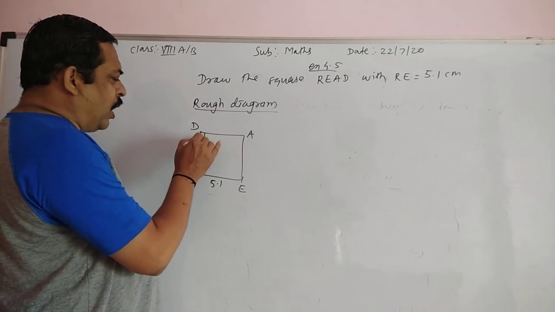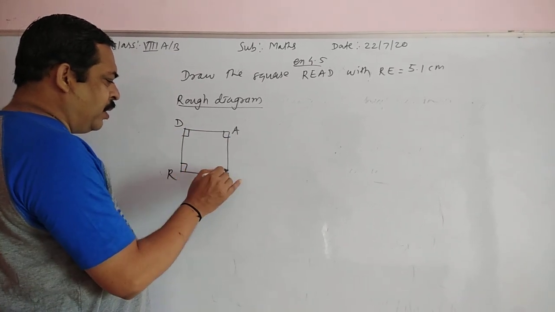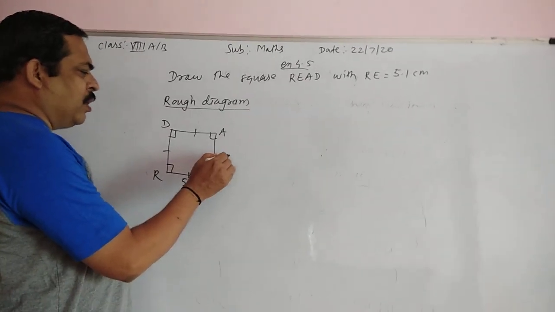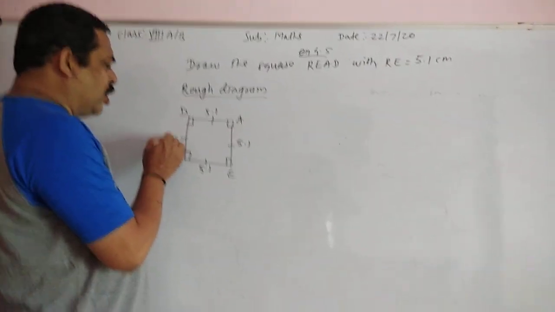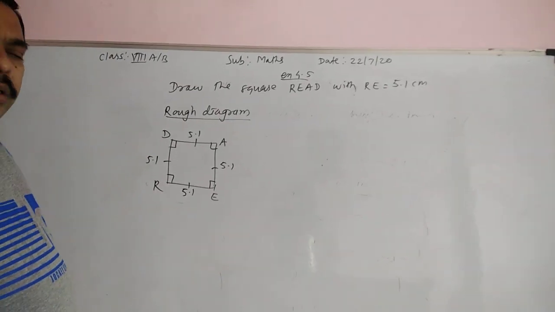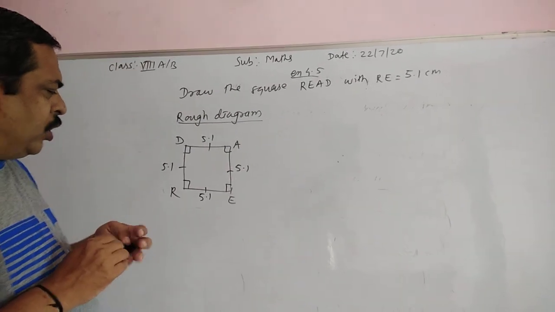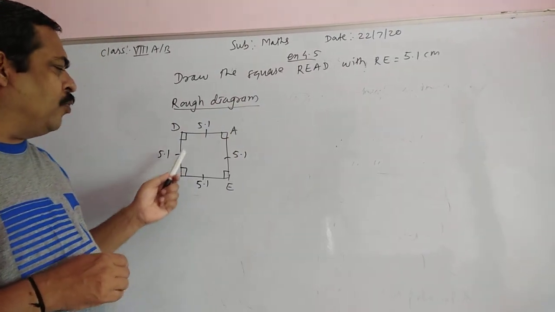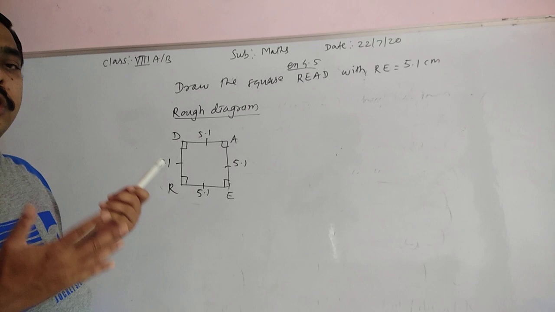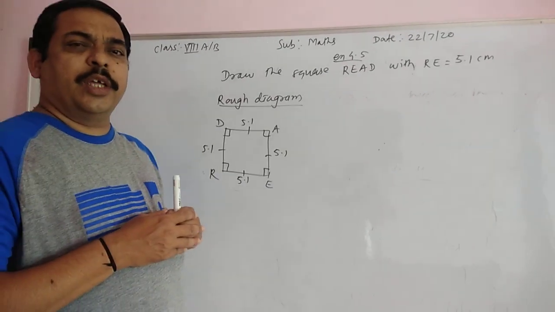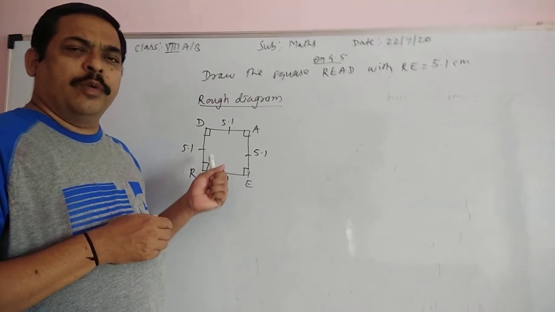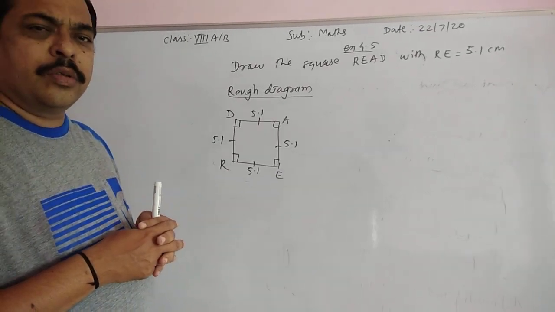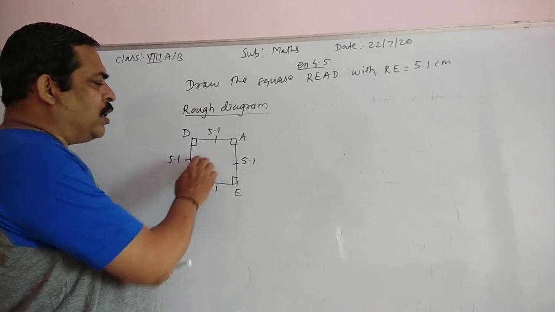We know that all angles of a square are 90 degree and all sides are equal. Therefore, the remaining sides are also of measure 5.1. Since they have given only one measure, RE equal to 5.1, but by using the properties we can find 4 measures and 4 measures. Total 8 measures we can find. Out of that they have given only one, we find the remaining 7 by using the properties of the quadrilateral, and here the quadrilateral is square.